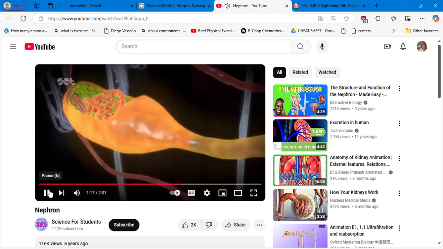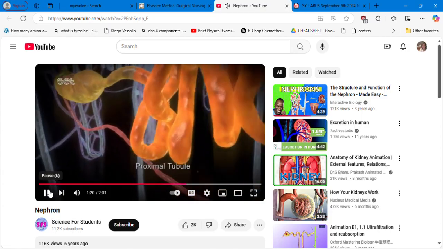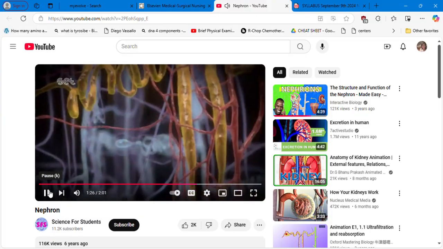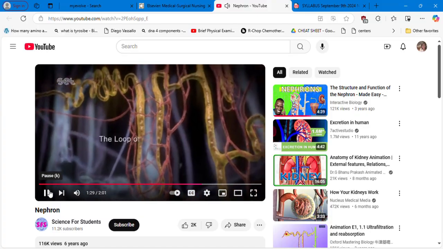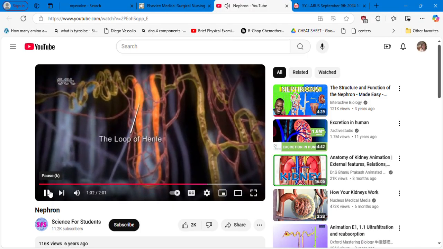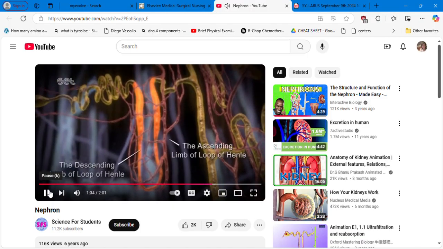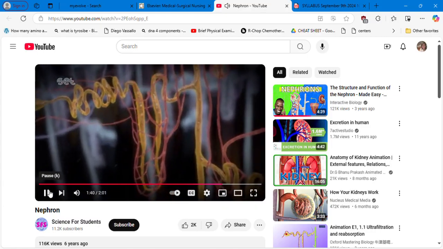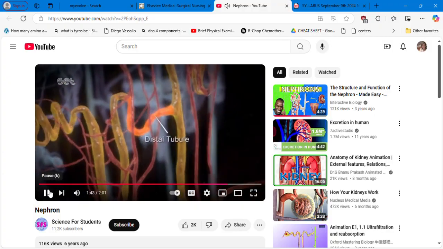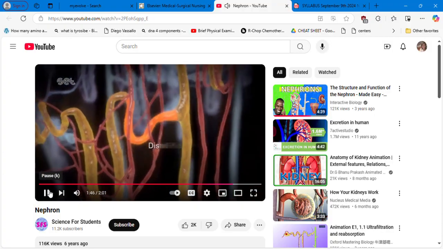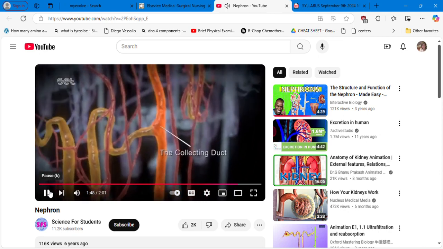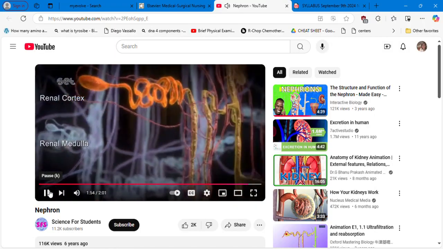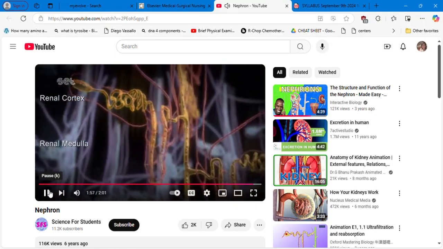After the Bowman's capsule is the section of the nephron tubule called the proximal tubule. This structure is located in the cortex of kidney. The proximal tubule leads to the loop of Henle in the medulla region of the kidney. The loop of Henle is made of two parts, as the descending limb and the ascending limb. The loop of Henle ascends back into the cortex to form distal tubule. The distal tubule then connects to a wider tube called the collecting duct. While Malpighian corpuscle and proximal tube parts of the nephron are found in the cortex, the loop of Henle is located in the medulla region.